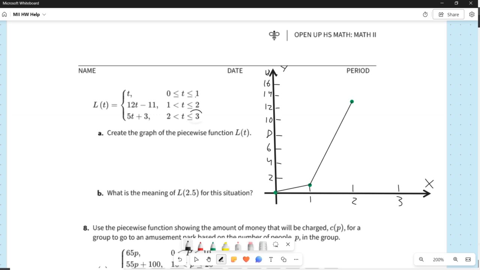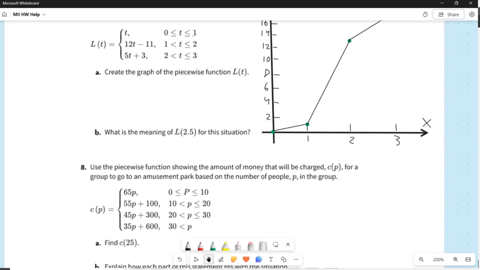And then the second endpoint here is 3. If we plug a 3 in, we get 5 times 3 plus 3. Well, 5 times 3 is 15, plus 3 is 18, which is the end of the race. So at 3 hours, Lexi is right there. And if we continue our function, it looks like that. And so that is a graph of our piecewise function for this triathlon for Lexi.